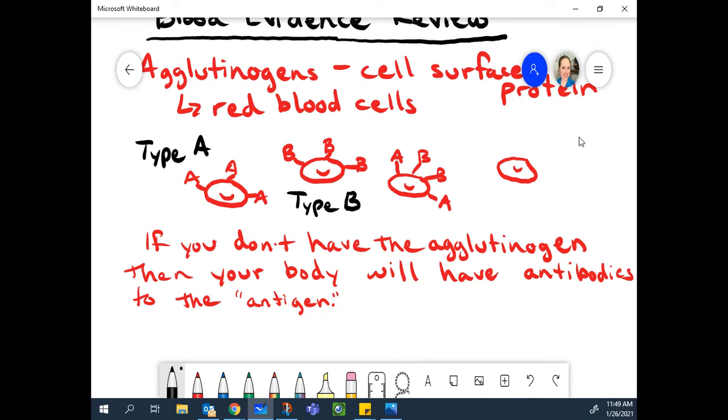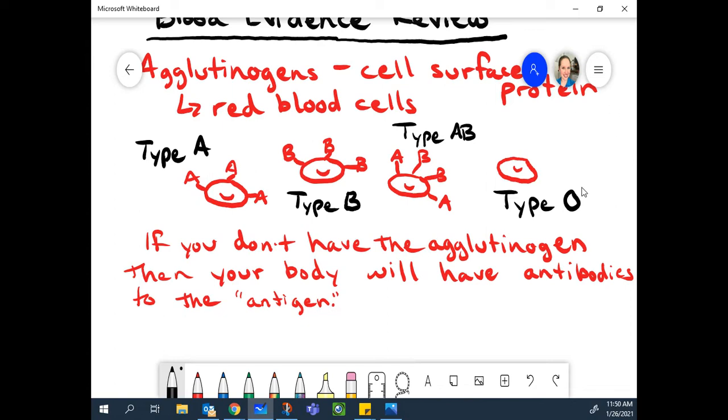And if you have both, what type do we call it? Yep, type AB. What do we call it when the cell is naked? Type O. There we go. So type O has no proteins on the outside. We add the positive or negative based on if it has the Rh protein. If it does, we say it's a positive. And if it does not have the Rh protein sticking up, we say it is Rh negative.